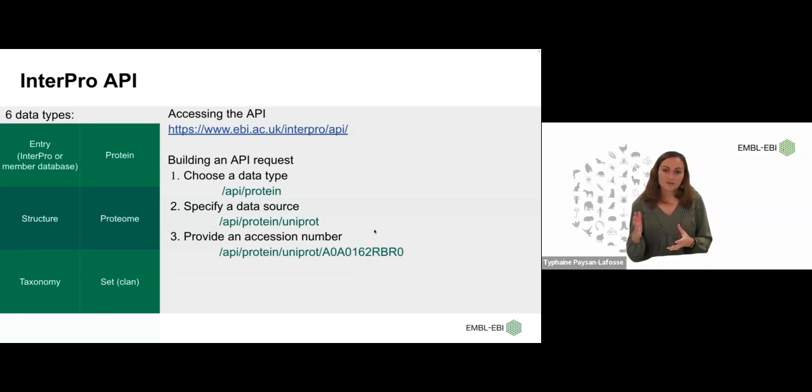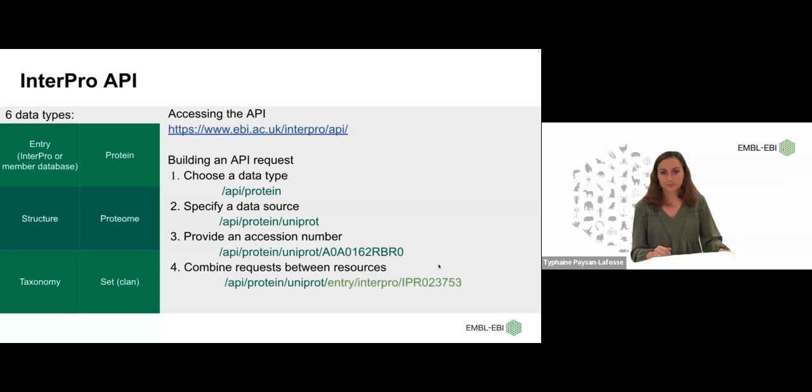If you are interested in a particular protein, then you add to the URL the protein accession. And finally, you can also combine the request between the different resources to filter the results further. So if you want the proteins for a particular InterPro entry, that's how you will build the URL. So first you will give which data type you are interested in, and then for which entry.